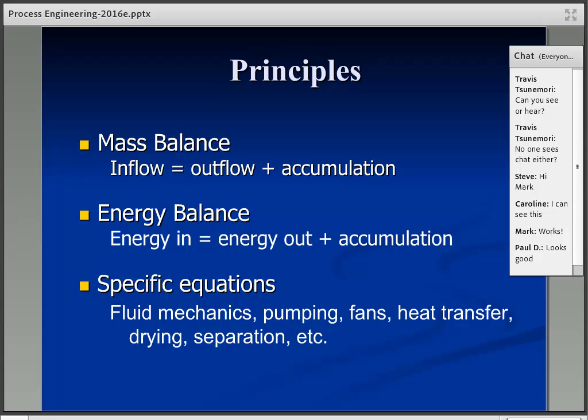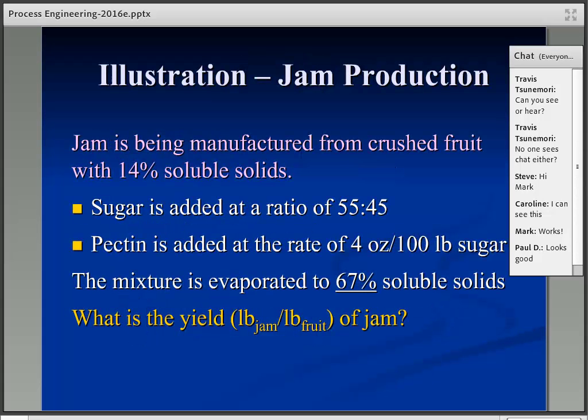Trying to get down to the basic principles: mass balances, energy balances, which are just inflow equals outflow plus accumulation, whether it's inflow of mass or inflow of energy. The same basic idea. And then there's various specific equations from fluid mechanics, from heat transfer, drying, and so forth. And so as we go through the examples, we'll do mass and energy balances and certain specific equations that come up in the examples.